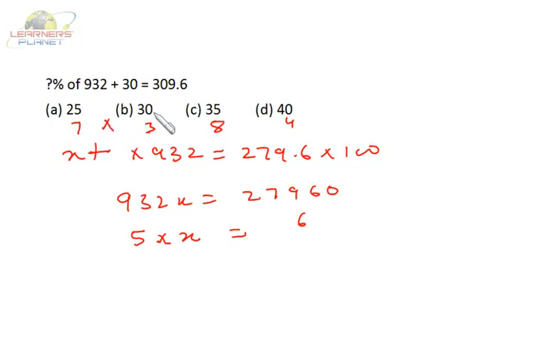Okay, now let's take this. 5 into 3, 15. The digital root is 6. So definitely it matches with the right hand side. So 30 will be the correct choice. I hope you are clear. And you must be wondering how important the concept of digital root is and how helpful it is. Okay, so let's take the next problem.